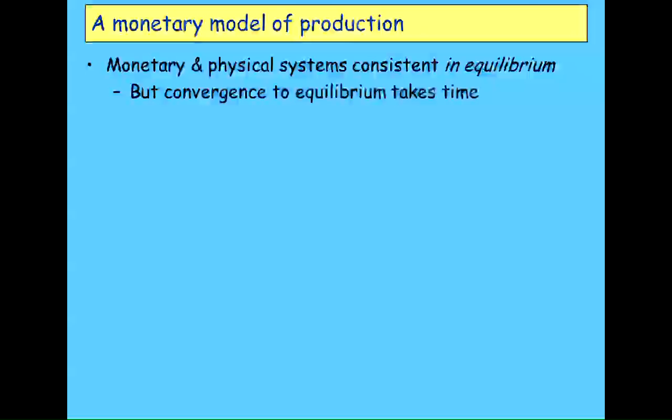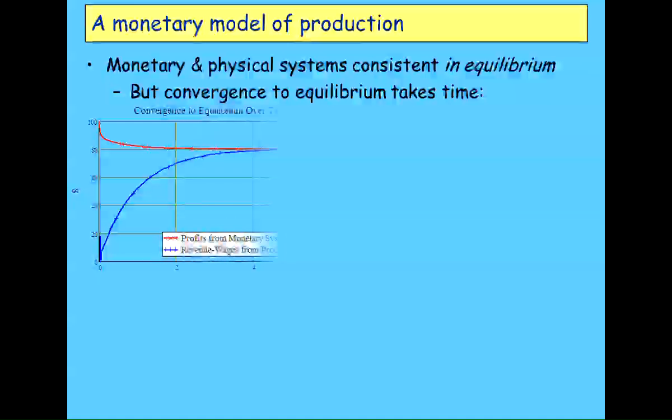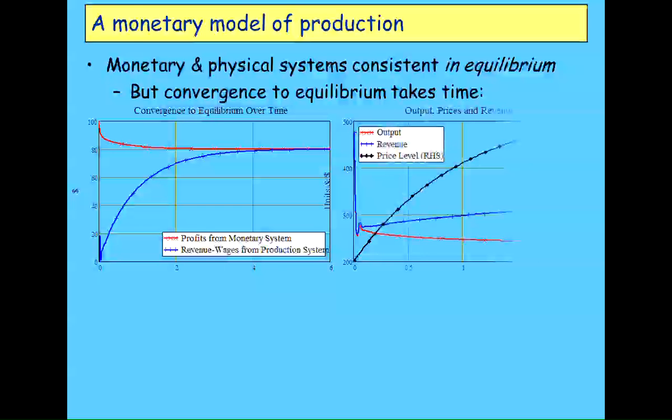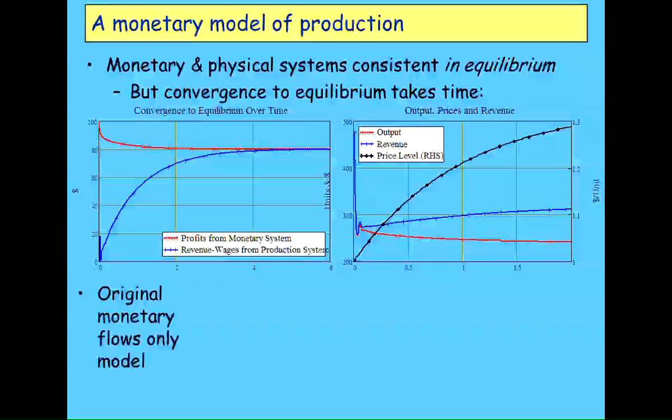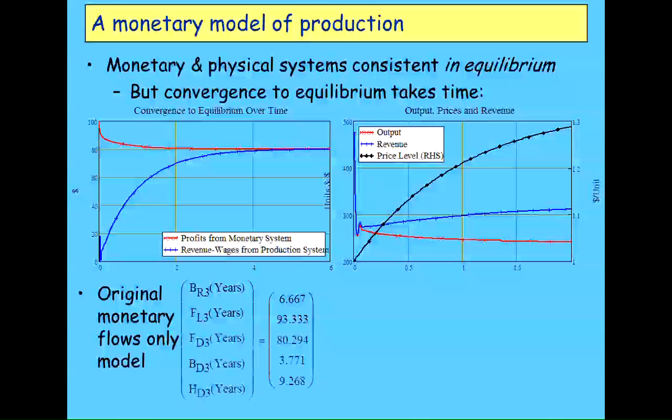And one thing which happens here, I started the model from the extreme position where there was only money in the vault and no money anywhere else, and therefore monetary demand effectively starts at zero but grows very rapidly. And the physical economy had no labour employed, therefore no output. Now, what happens over time is they converge to each other, even with that extreme starting position. So, with the original monetary flows only model, those were the values I got for the various bank accounts, which is all I had as systemic elements at the time.